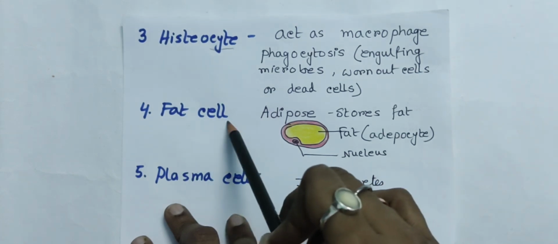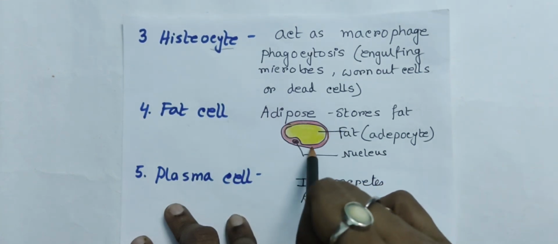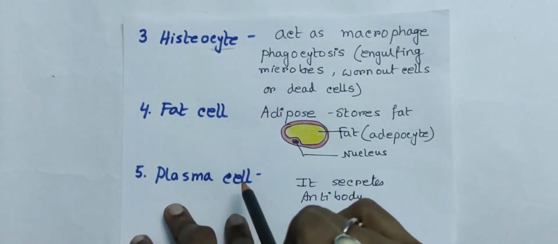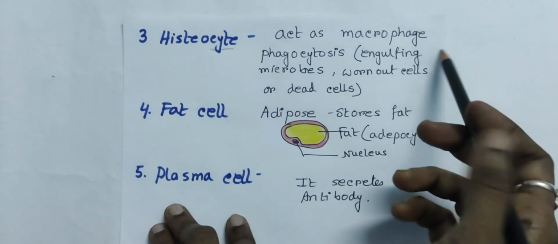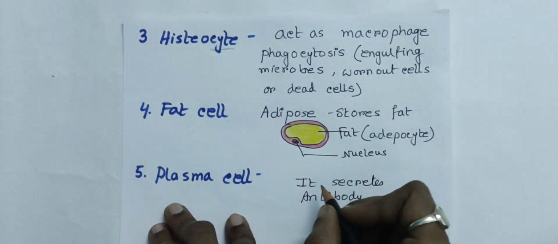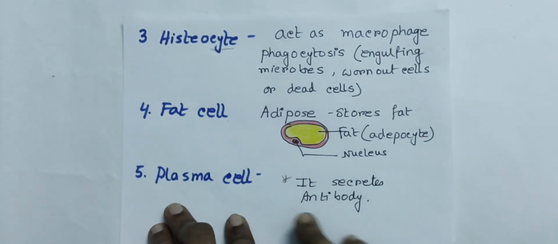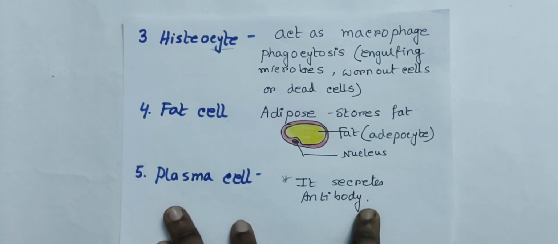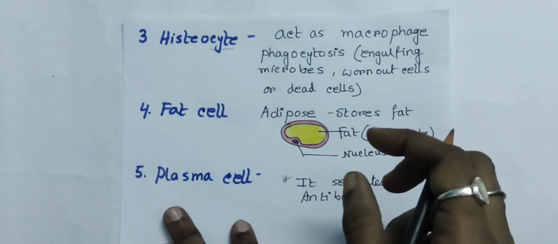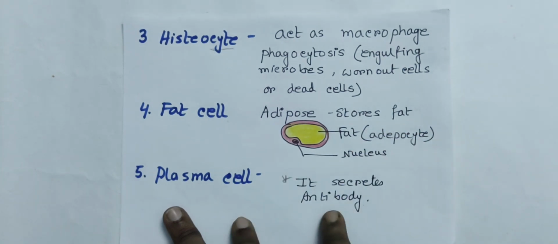Next, there is a fat cell, that is the adipose cell, that stores fat. And last of all, that is the plasma cell. The plasma cell has a very important activity, that is it secretes antibody. Okay, the plasma cell is the only cell in the connective tissue that produces the antibody. So these are all about the cells.